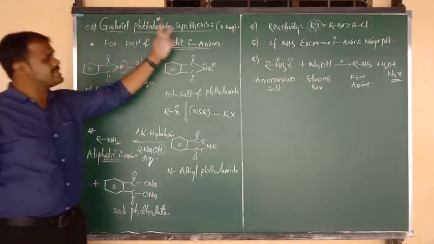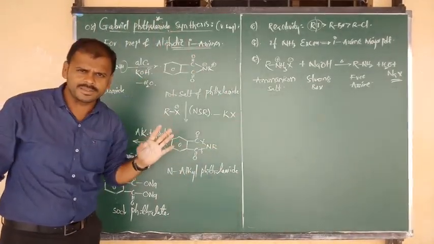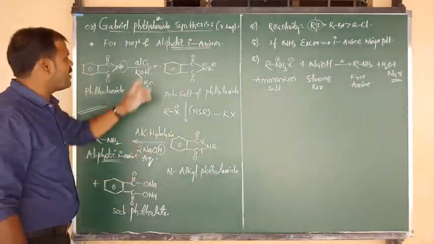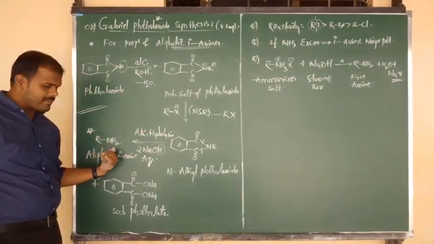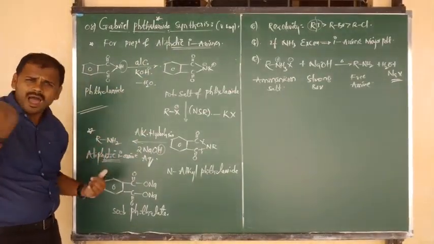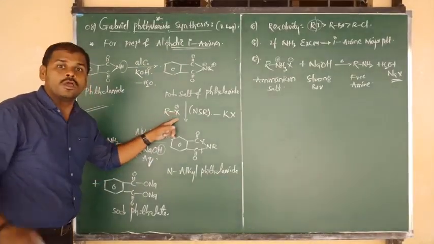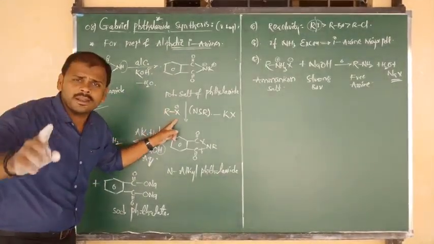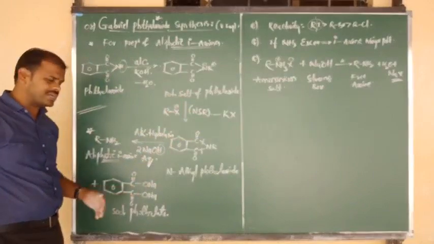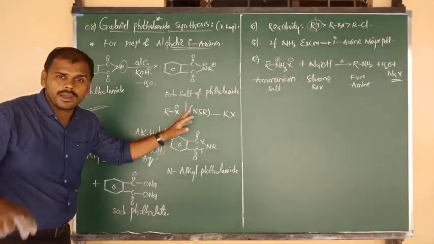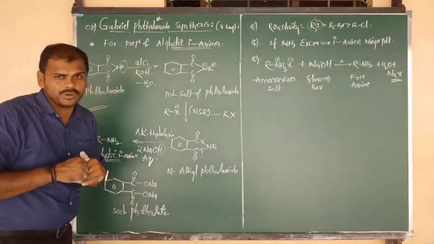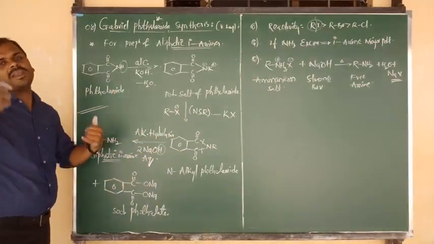So Gabriel phthalimide synthesis is a suitable method only for the preparation of aliphatic primary amine, because in aliphatic primary amine the R group is there. R group coming from alkyl halide. So alkyl halides can undergo nucleophilic substitution reaction and form aliphatic primary amine, but aryl halides do not undergo nucleophilic substitution and cannot form aromatic primary amine.